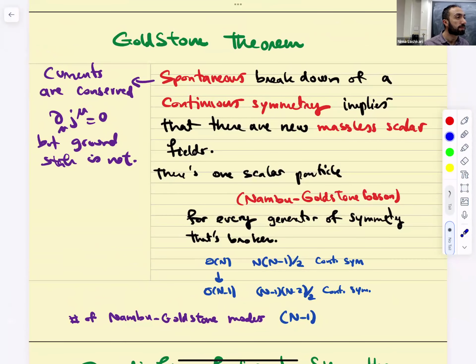This goes for any continuous symmetry, not necessarily O(n). I didn't prove the theorem, but I gave an example from O(n), but the theorem applies fully.